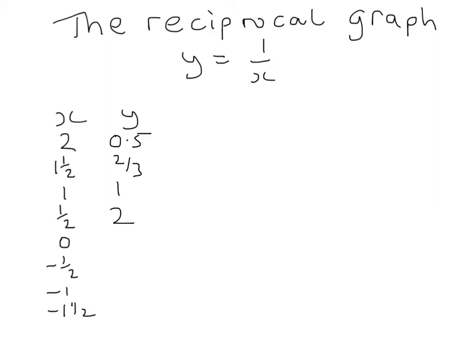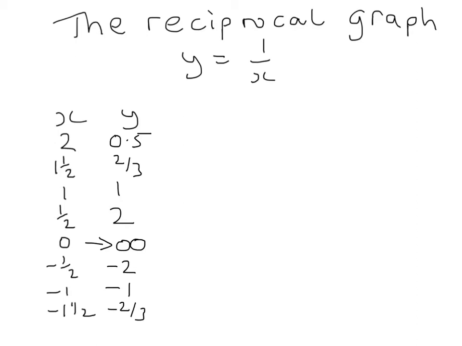1 divided by 0 approaches infinity. Infinity is not a number, it's a concept, so we can't write it equals infinity, but basically it's not possible to do 1 divided by 0. 1 divided by minus a half is minus 2. 1 divided by minus 1 is minus 1. 1 divided by minus 1½ is minus 2/3.